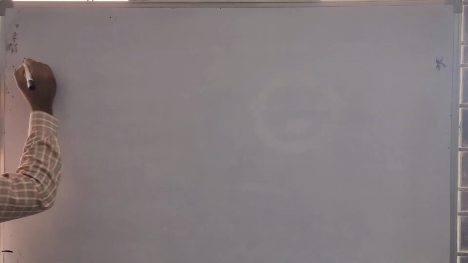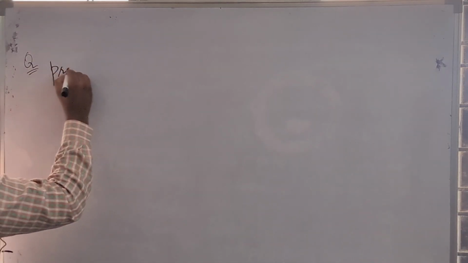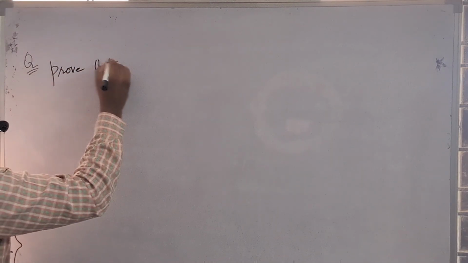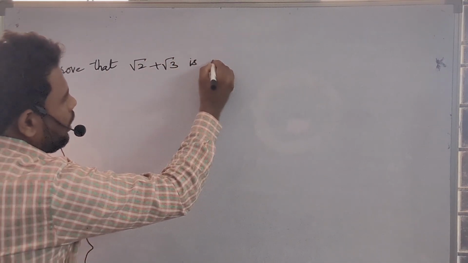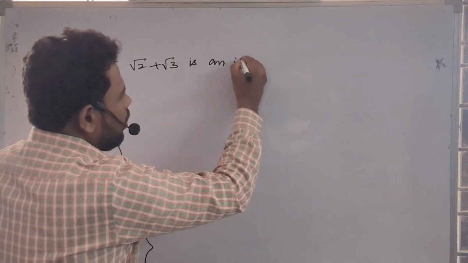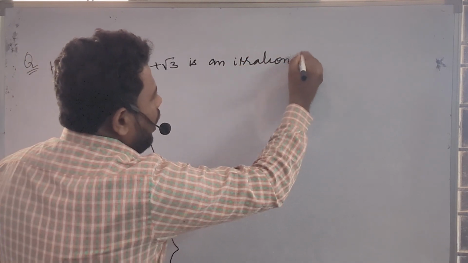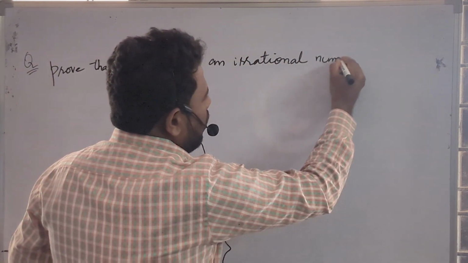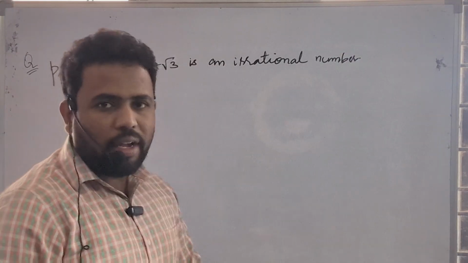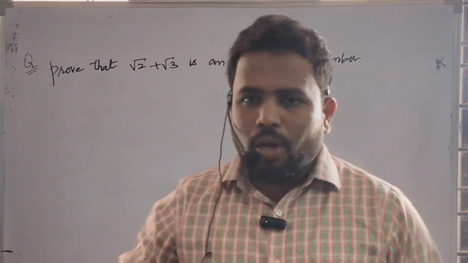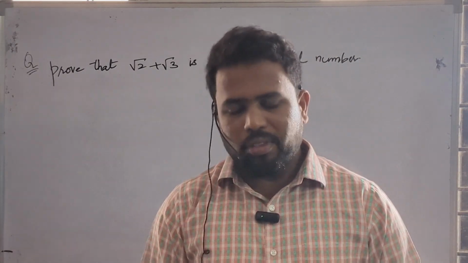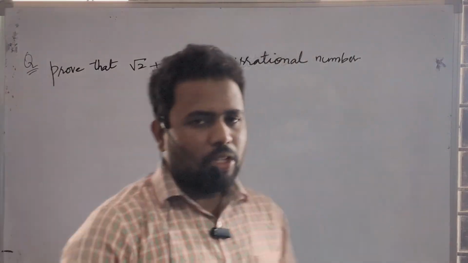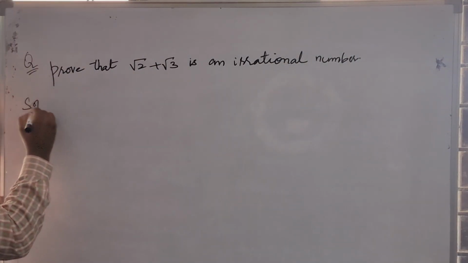I am reading the question on the board. The question is, prove that root 2 plus root 3 is an irrational number. So in this question, we have to prove that root 2 plus root 3 is an irrational number. Let us see how we can prove this number is an irrational number. Here we go with the solution.